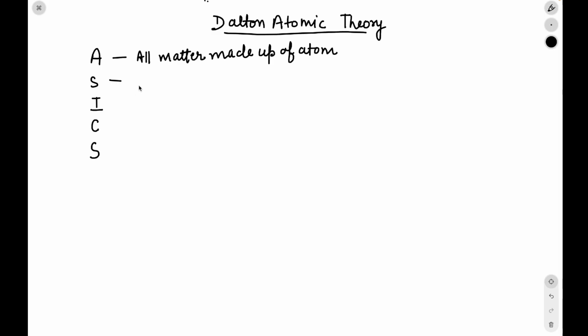S stands for same element, same atom. That means atoms of the same element are exactly the same in every way, like all oxygen atoms are identical and all hydrogen atoms are identical.